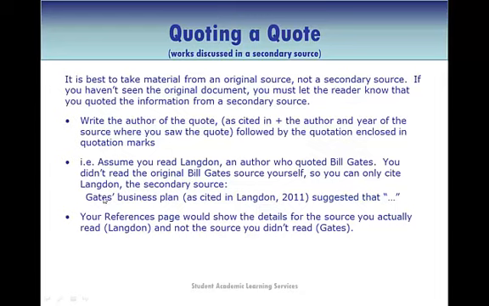So we've got Gates' business plan, and then in APA we use this. We say as cited in, and we mention the author and the year. This is where I saw the information. Okay, Gates' business plan, as cited in Langdon 2011. So what this means is that Langdon is the source, and here's the year, of where I read about Gates' business plan, or where I read about what Gates said about his business plan. So what I'm doing is giving credit to Gates, but I'm telling my reader where I saw it.